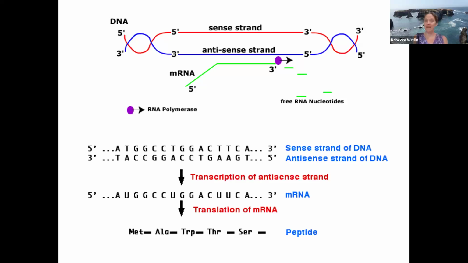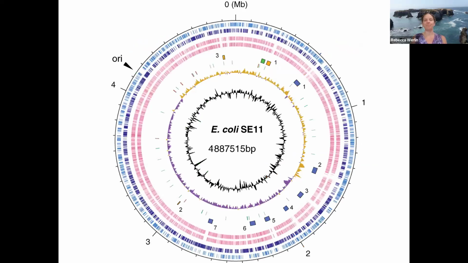Both strands of DNA are sense strands, and both strands of DNA are antisense strands. It simply depends on which particular gene you are in the process of transcribing. Here is a map of E. coli's genome, and each little dash is a different gene in that chromosome, and they have incredibly complex genes.